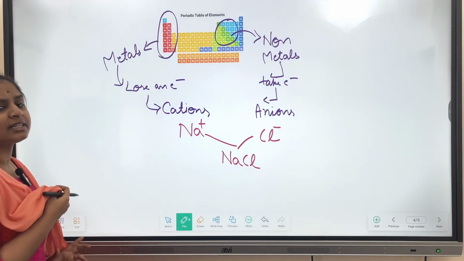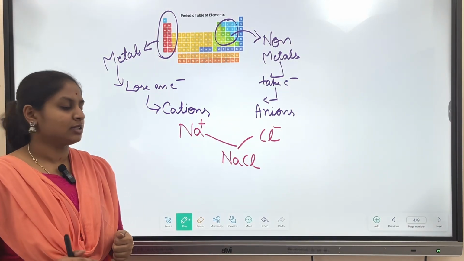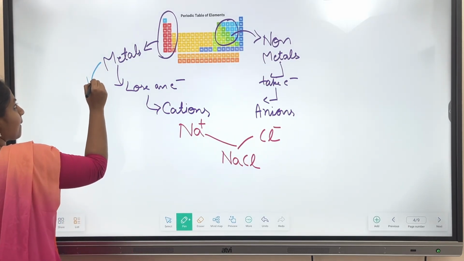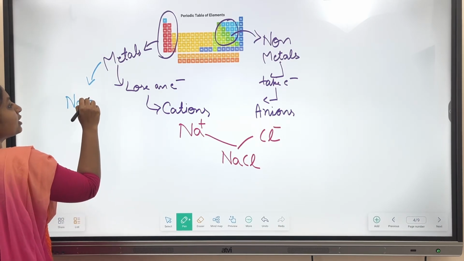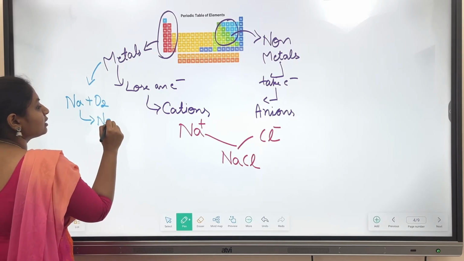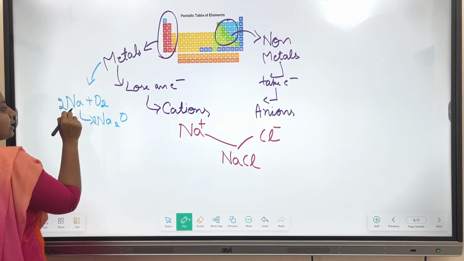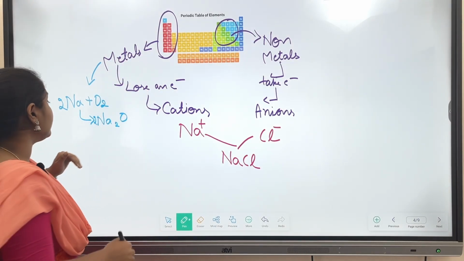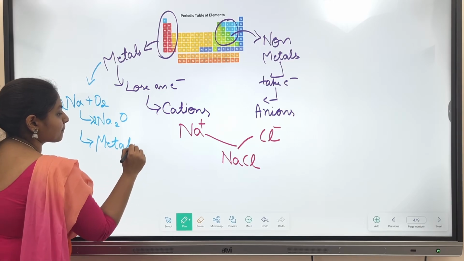Next, these metals, they react with oxygen. So when these metals react with oxygen, say I had a metal like sodium, I'll take sodium. The sodium reacted with oxygen. What will it form? It will form Na2O, sodium oxide. So all the oxides formed by metals, we call them metallic oxides.